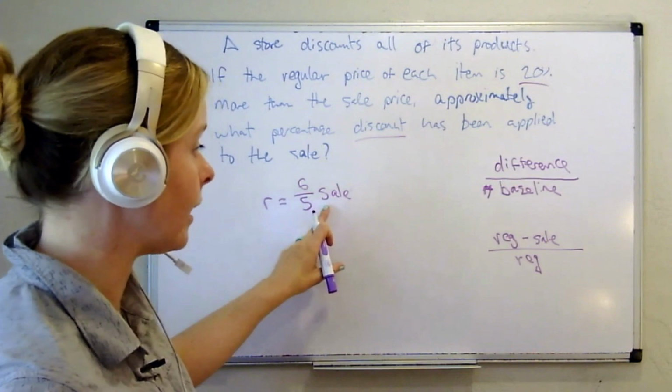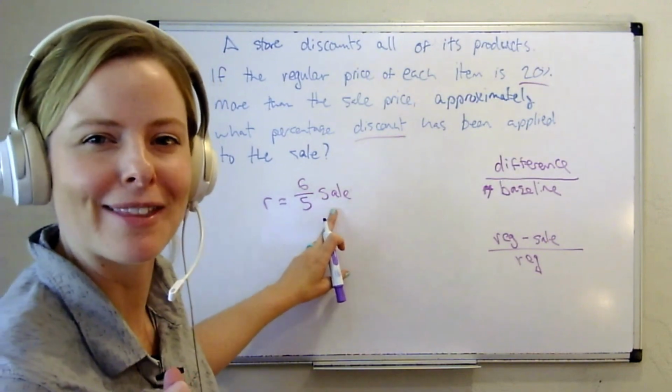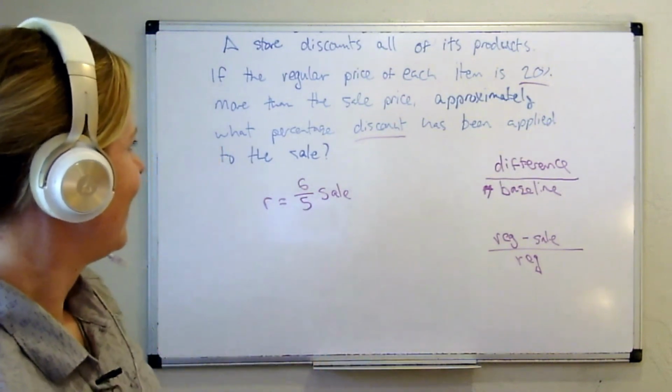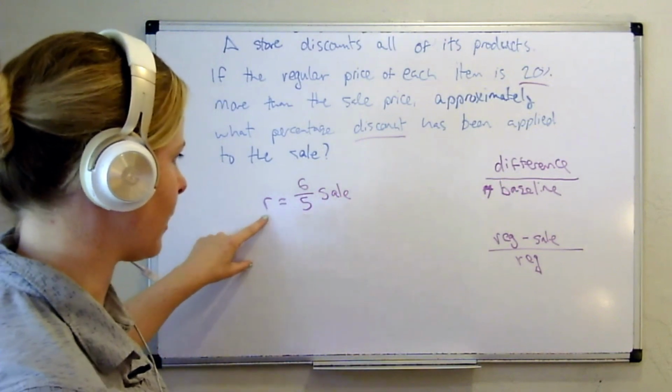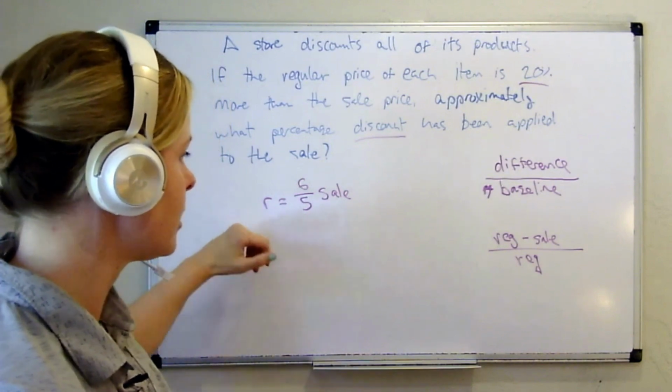I'm going to use sale as my variable just because I have terrible handwriting and a 5 and an S kind of look similar when I write them. So you don't have to do that if you've got nice, beautiful handwriting. Now, what we're concerned with is what happened to our regular price, and that's not very apparent from this written out like that.